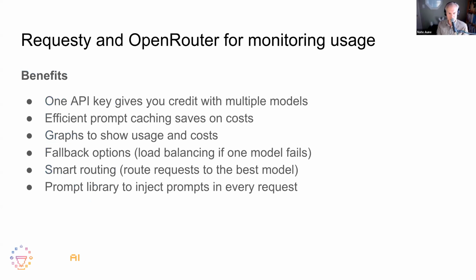I mentioned Requesty. It gives you one API key, gives you credit you can use across multiple models. It also uses prompt caching, so that saves on costs. It gives you all kinds of really nice graphs. You can see your usage across different models and all your costs. There's fallback options. So if one model is failing for whatever reason, it can fall back to another one, so you don't get an API timeout issue. It'll just use a different model. And it has smart routing, so it can route requests to the best model given the request.